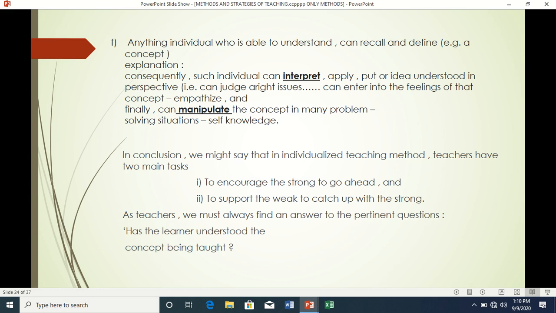So in conclusion, we can say that in the individualized teaching method, teachers have two main tasks. Anytime we decide as teachers to use individualized teaching methodology, two tasks. One is to encourage the strong students to go ahead because it's individual based. Secondly, to support the weak so they also can catch on.